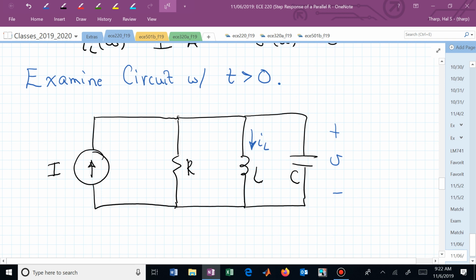We still have this RLC circuit. This is what we need to analyze for t greater than 0. We haven't yet gotten to steady state, so we're not yet at infinity. What kind of behavior do you think is going to present itself in this parallel RLC circuit?